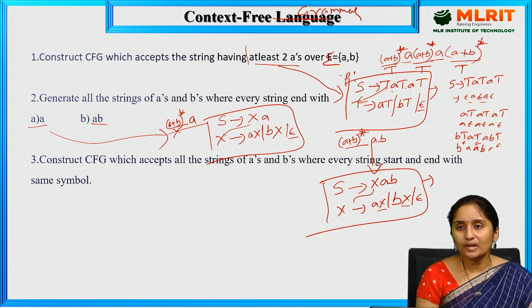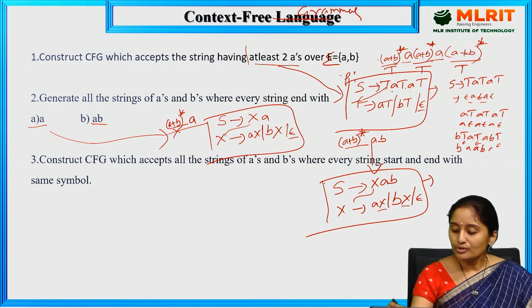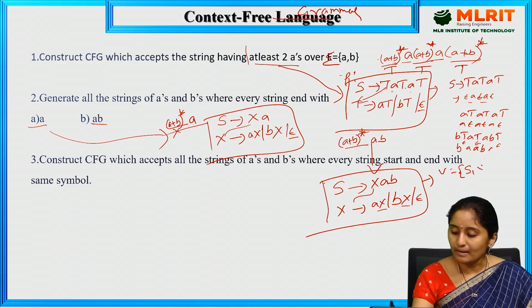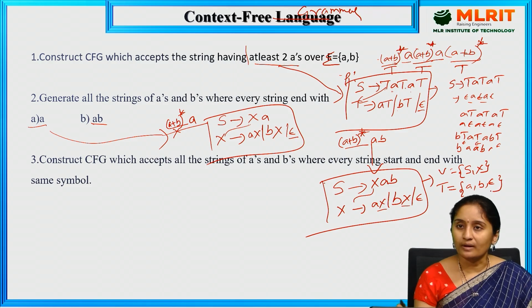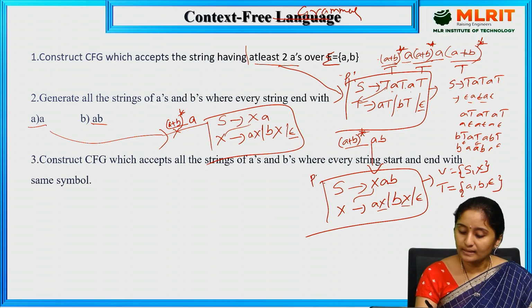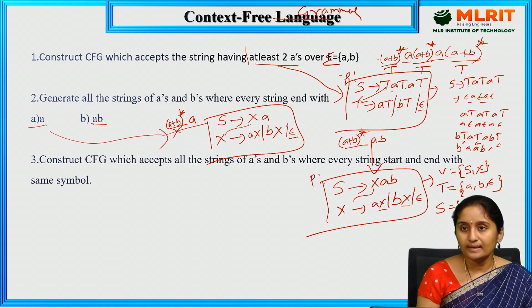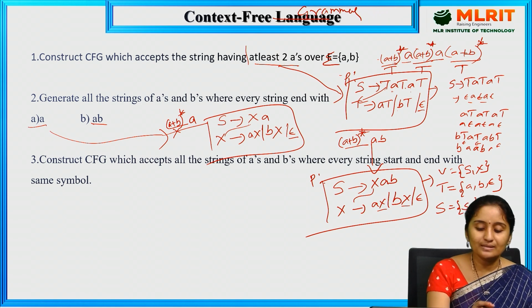A context-free grammar consists of 4 tuples. V is pointing to the capital letters S, comma, X, and T is pointing to the terminal symbols A, comma, B, comma, epsilon. And these are the production rules. And the start symbol I am having is S. So this is the context-free grammar for the second question.